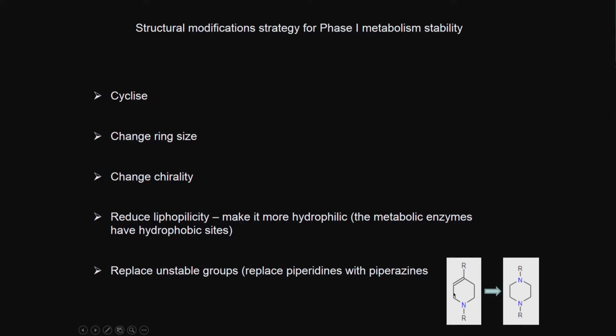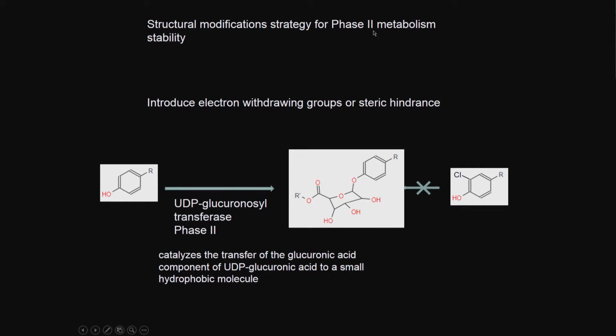Replace unstable groups. Here we are trying to replace unstable groups, replacing, as you can see, piperidine with piperazine. Now, how do I prevent phase 2 metabolism? Introduce electron withdrawing groups or steric hindrance. For example, in phase 2 metabolism it can go like this, and it makes it into a hydrophilic molecule. Imagine when I put a chlorine, which is an electron withdrawing group, this particular attachment does not happen.